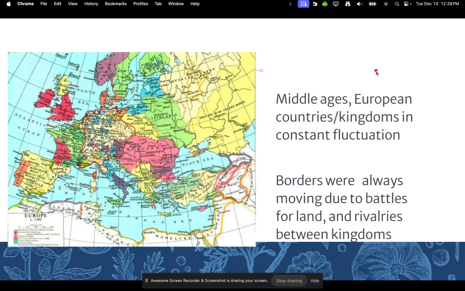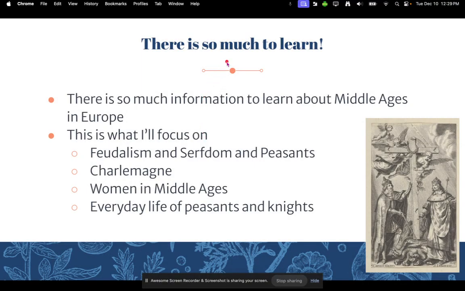So, in the Middle Ages, European countries and kingdoms are in constant fluctuation. Like today in modern times, right? Like there's borders on our maps, and the borders stay fairly solid. There's not too many changes to borders in Europe. But during the Middle Ages, there was constant change in borders due to battles over land and rivalries between kingdoms. I mean, you can see on this map, oh, this tiny little text and all these little colors represent different things and movement of borders, and oh my gosh, messy.